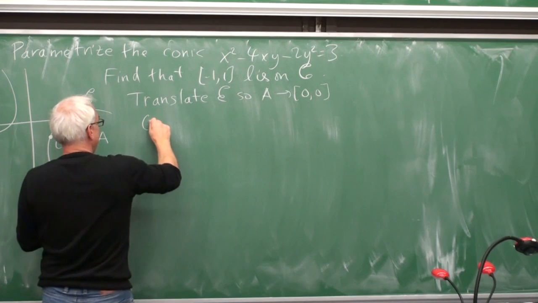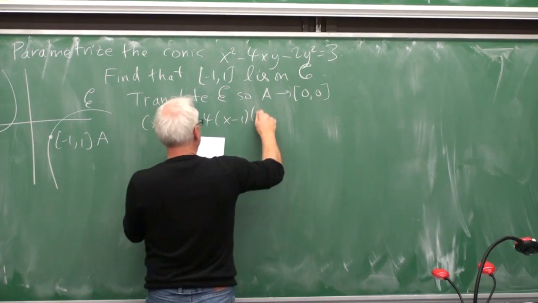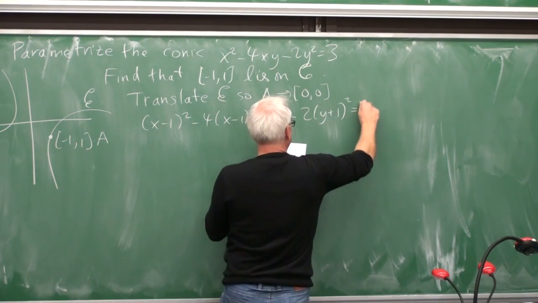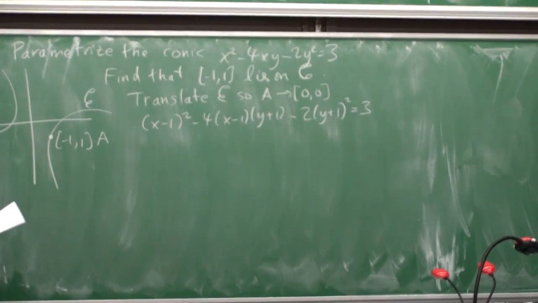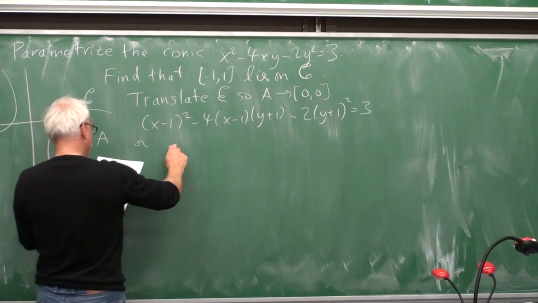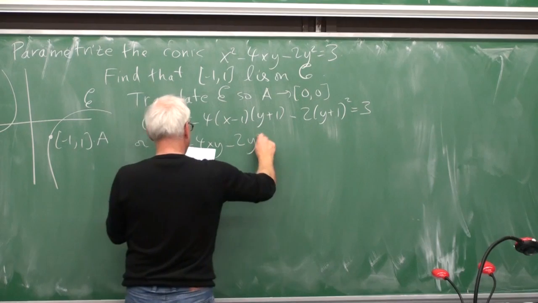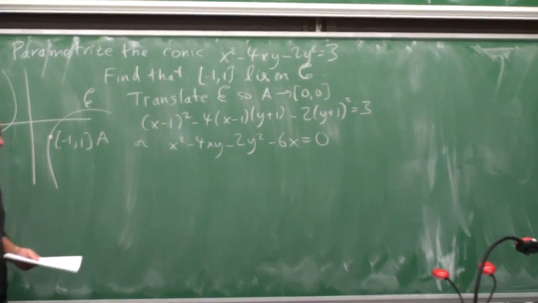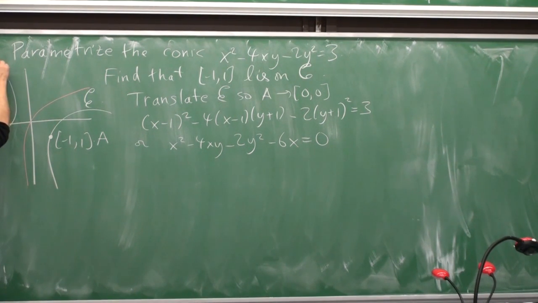So we get a new equation: (x minus 1) squared minus 4(x minus 1)(y plus 1) minus 2(y plus 1) squared equals 3. Admittedly, you have to do a little bit of algebra here. We simplify this to get x squared minus 4xy minus 2y squared minus 6x equals 0. So we really actually translated the conic. I might just try to draw it like this.